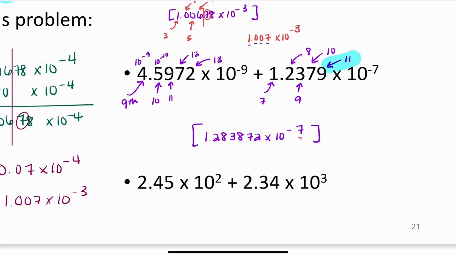But again, what does that -7 mean? The 7 is for this position. So 8, 9, 10, 11. I'm going to cut my number right here, and I'm going to round that 7. 7 is greater than 5, so I'm going to round up, and I'm going to round this number to 0.2839 times 10 to the minus 7. I've kept my precision, and I haven't had to worry about undoing the scientific notation.